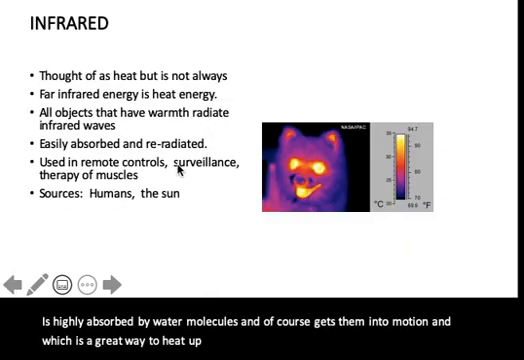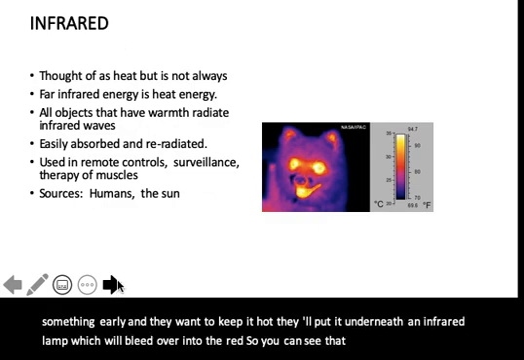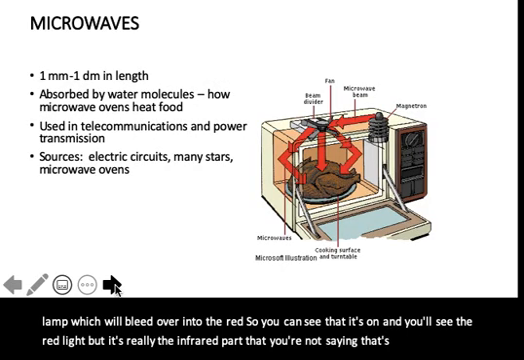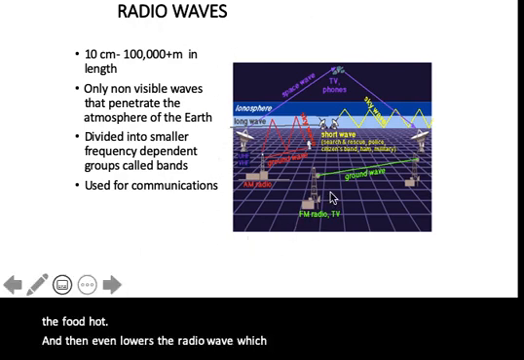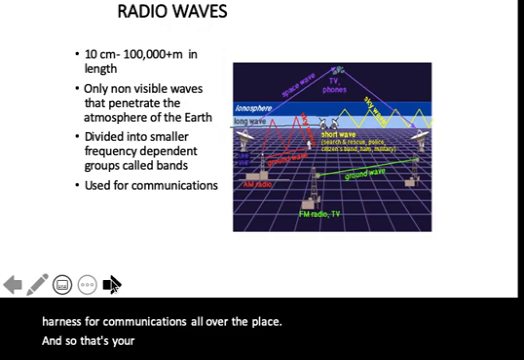When you go to a restaurant and they serve something early and they want to keep it hot, they'll put it underneath an infrared lamp, which will bleed over into the red, so you can see that it's on and you'll see the red light, but it's really the infrared part that you're not seeing that's keeping the food hot. And then even lower is the radio wave, which is a huge band, which we harness for communications all over the place. And so that's your tour through the electromagnetic spectrum.